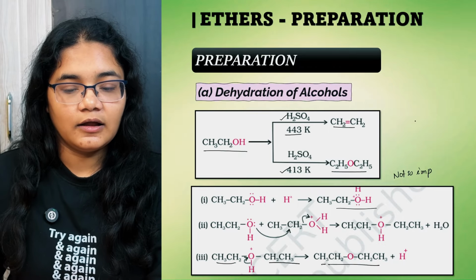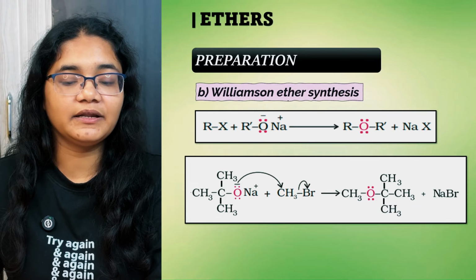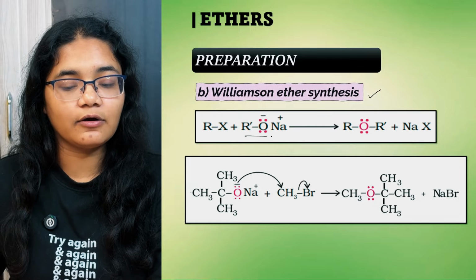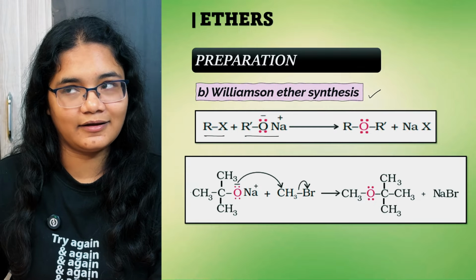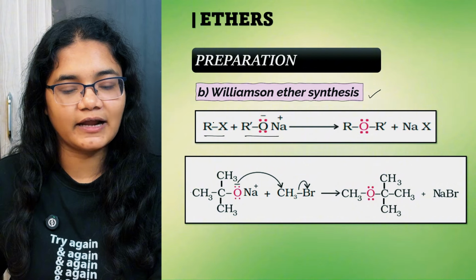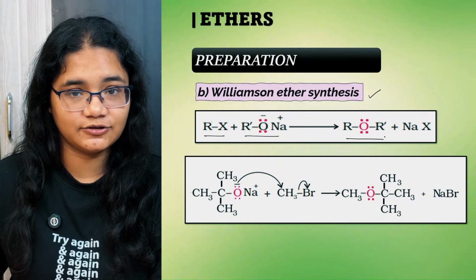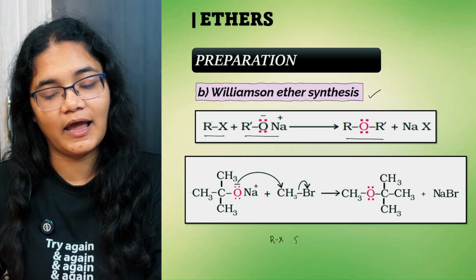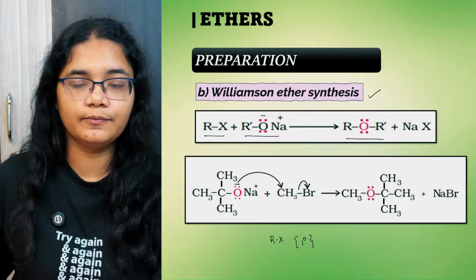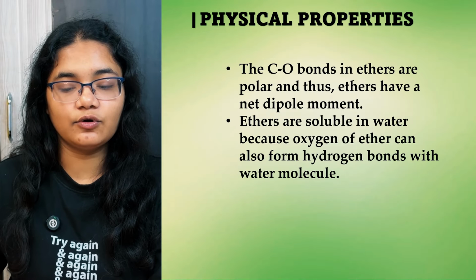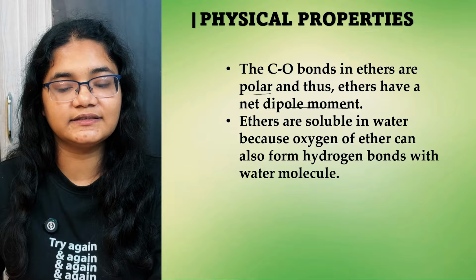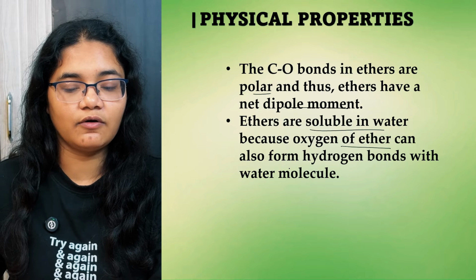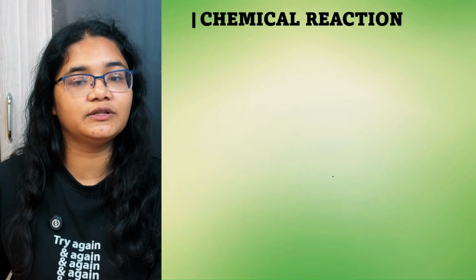Okay, next is preparation of ether. Another method is Williamson ether synthesis. Here one alkoxide ion reacts with the haloalkane, and this O minus reacts with this R to give you ROR dash. So here you have to keep in mind that the RX, the haloalkane, must be primary. Moving to physical properties, the C-O bonds in ethers are polar and thus ethers have a net dipole moment. Next, ethers are soluble in water because the oxygen of the ether can also form hydrogen bonds with water molecules.